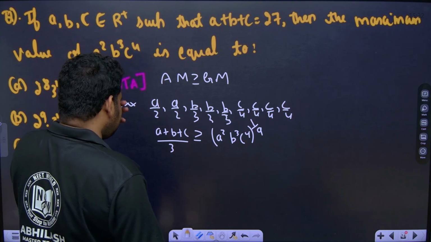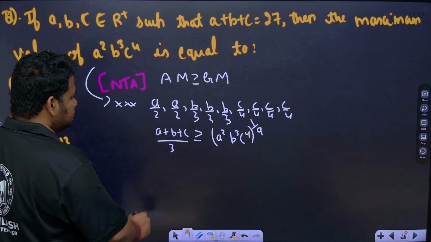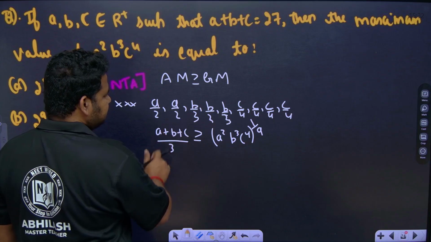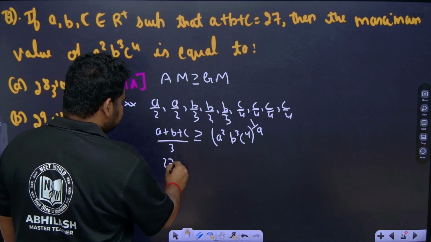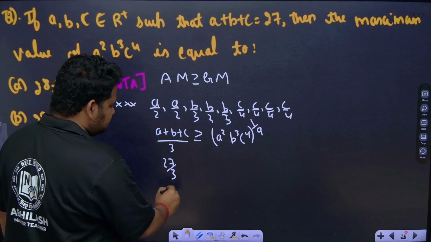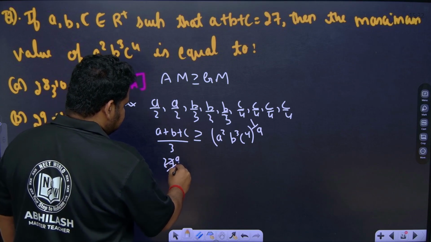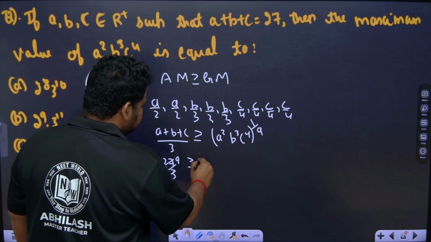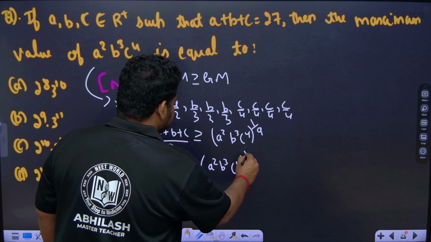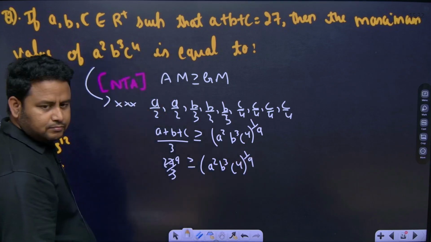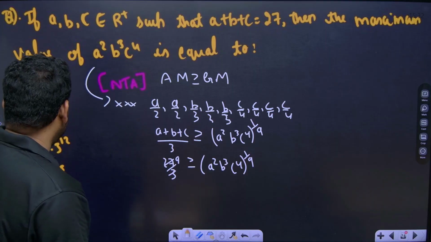Now what should I do here? This will become A plus B plus C. Correct? This is nothing but equal to 27. 27 by 3, so this will become 9. So this will be greater than or equal to A square B cube C4. Correct, no? Now what can I do further?